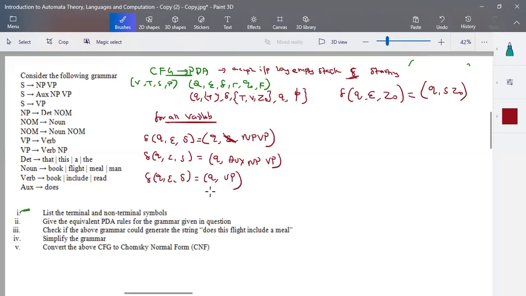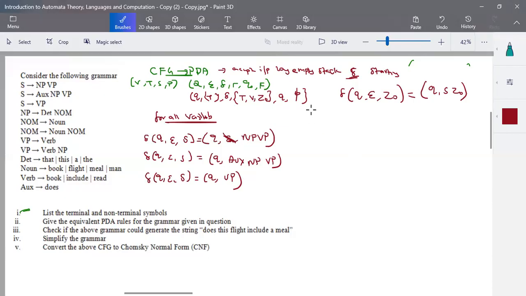So whenever a variable comes on the topmost element of the stack, we are going to replace that element with its production, either this or this. For S, you get three different productions. For NP, you get one. For Norm, you get two. You have to write all possible productions here. Just write the rules.